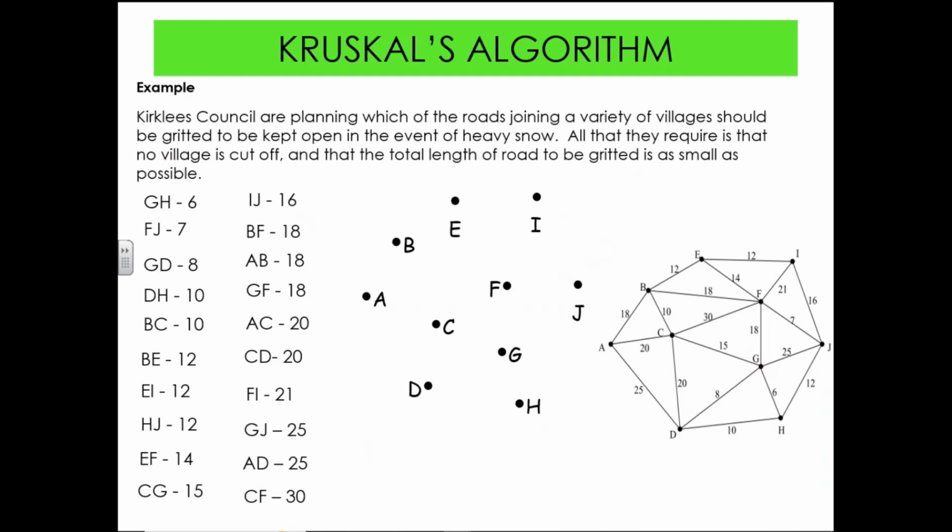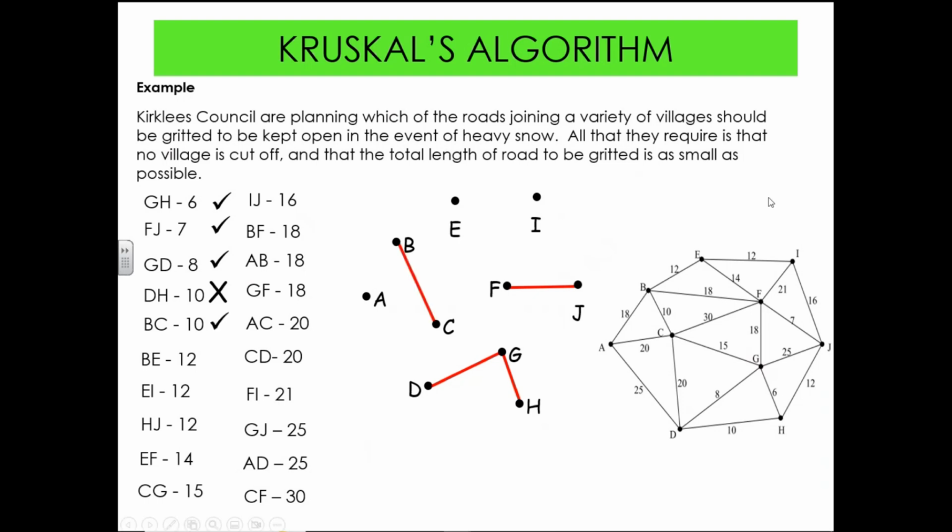So very, very quickly, I don't want to spend ages on this, but going down here, you can add GH on, FJ on. Notice that this is building up in a disconnected fashion. So you can add random arcs that are not connected halfway, but they will end up connected at the end. GD is fine. DH we can't add on. DH you can't add on because you will make a cycle down there between D, G and H.